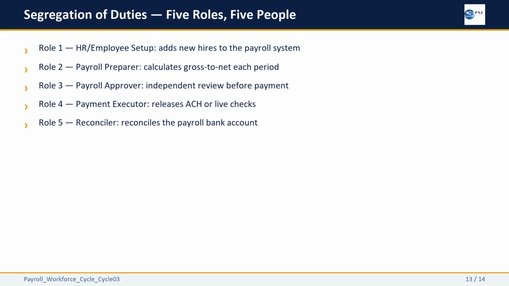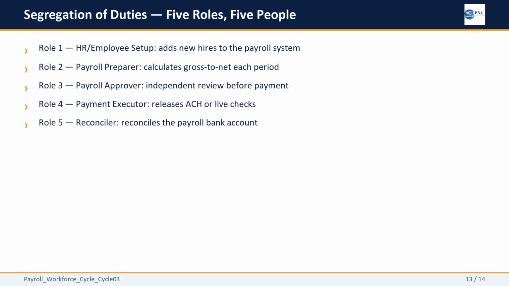Segregation of duties is the structural backbone of payroll fraud prevention. 5 roles must be held by 5 different people: the person who sets up employees in the system, the person who calculates payroll, the person who approves it, the person who releases the payments, and the person who reconciles the bank account.